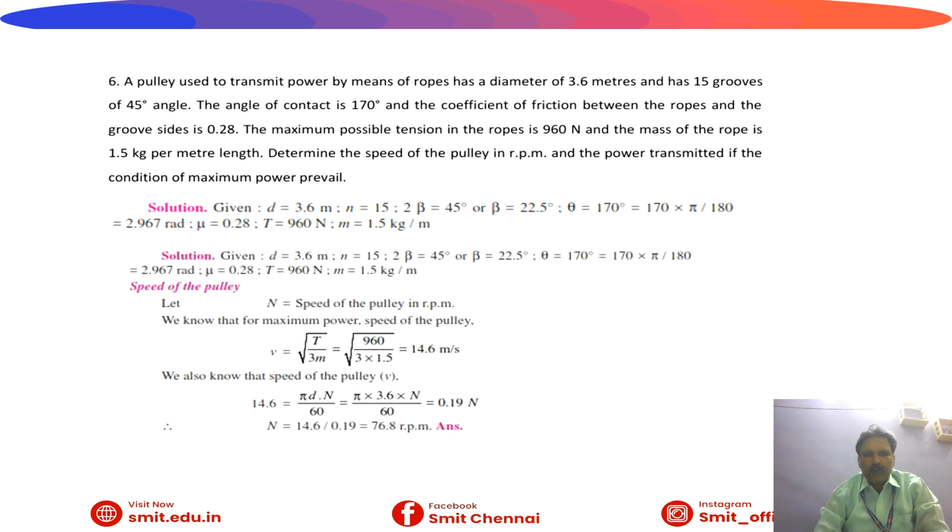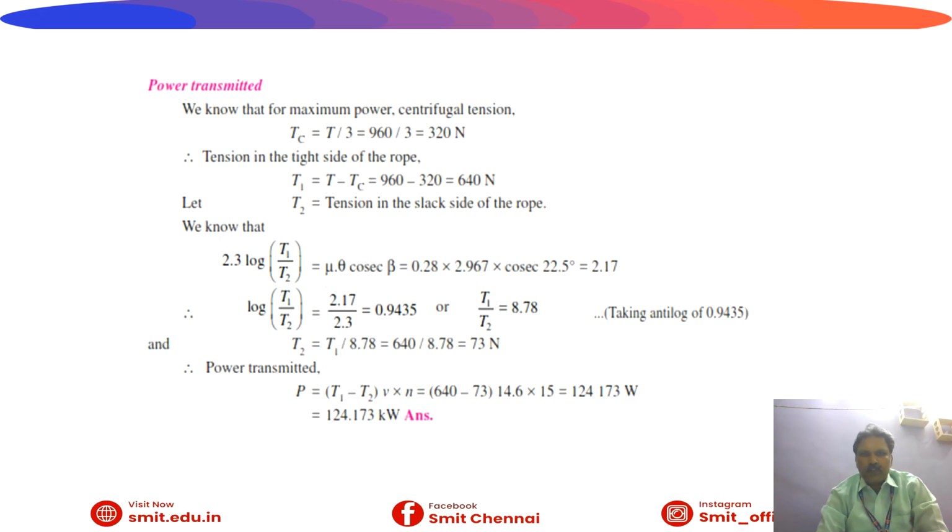Then using the formula for maximum power, the speed of the pulley is nothing but the square root of T by 3m, that is 960 divided by 3 into 1.5, and finally you will get 14.6 meters per second. Then using the speed of the pulley formula, pi D N by 60, we can find the N value as 76.8 RPM. For the power transmitted, at maximum power we have this formula: Tc is equal to T by 3, that is 960 by 3, that is 320 Newton.